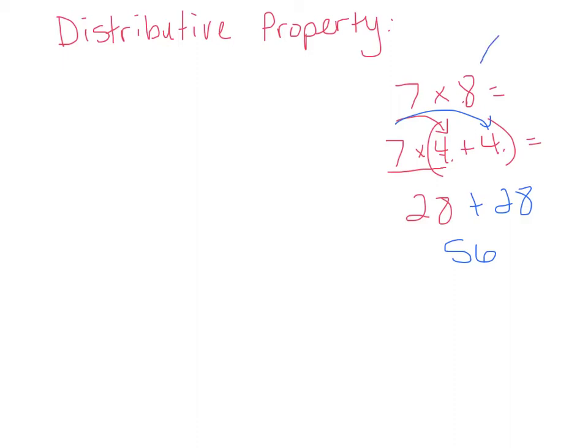You're splitting this number apart to make it a smaller number that you can work with, and then you're doing the multiplication because you know your fours. So that is the distributive property that you're using to help you.